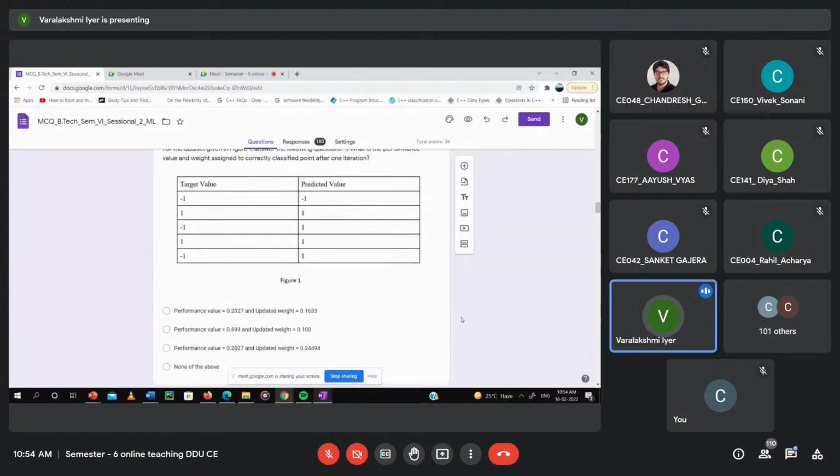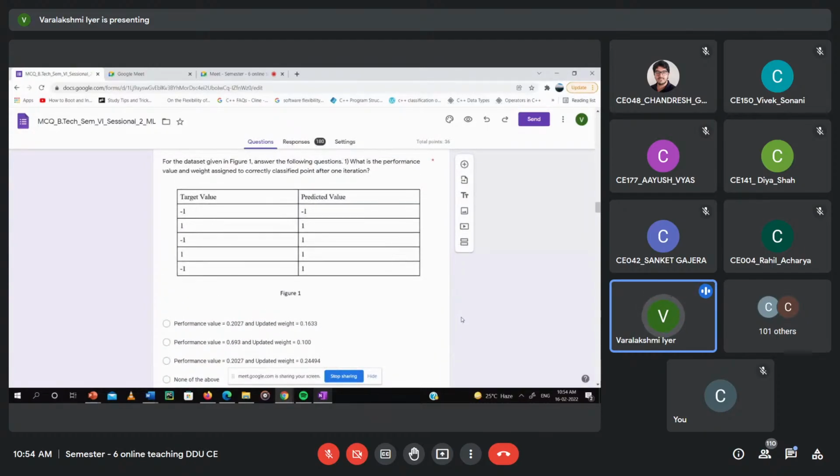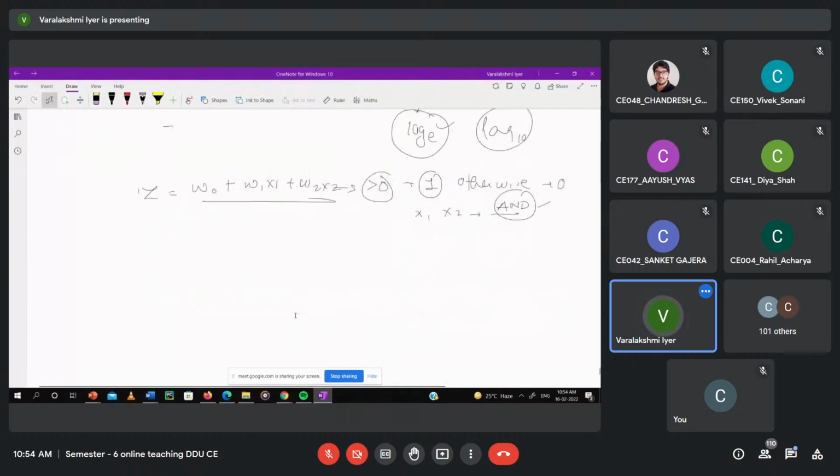So the next question is about the given data set: what is the performance value and weight assigned to a correctly classified point after each iteration? If you recall, what is the formula for the weight update? Will anyone let me know what the weight update formula is?